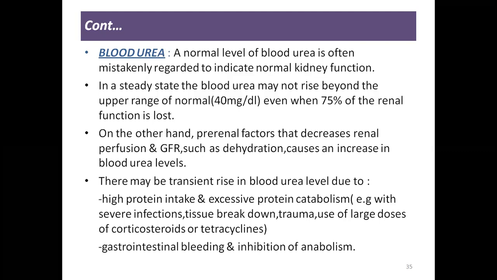Even if the kidneys are not functional, that is, 75% of the renal function is lost, still we will not get a high value of blood urea. On the other hand, pre-renal factors that decrease renal perfusion and glomerular filtration, such as dehydration, cause an increase in the blood urea level. So both these points are quite contrasting and very interesting to know: even if your kidney is only 25% functional, you are still getting the normal range of blood urea.